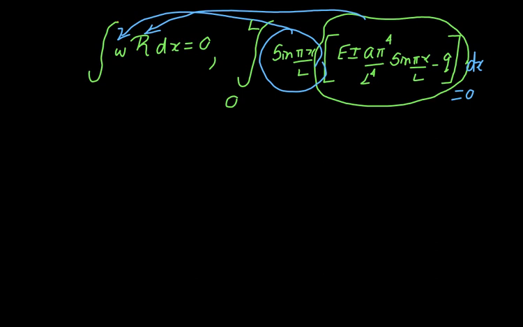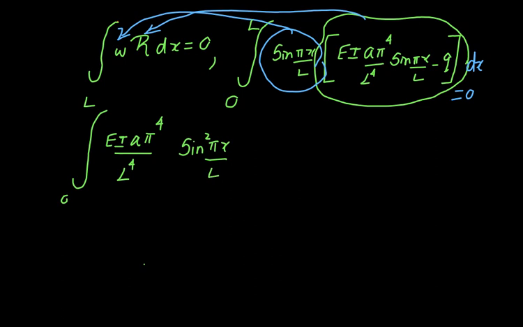So let us do it. So in the next step, it is integral over the limit 0 to L. It is EI into a into pi raised to the power 4 over L raised to the power 4 into sine square pi x over L minus q into sine pi x over L into dx should be equal to 0.